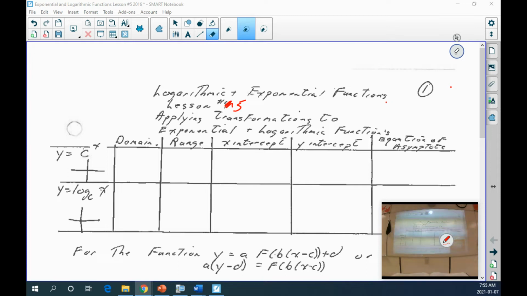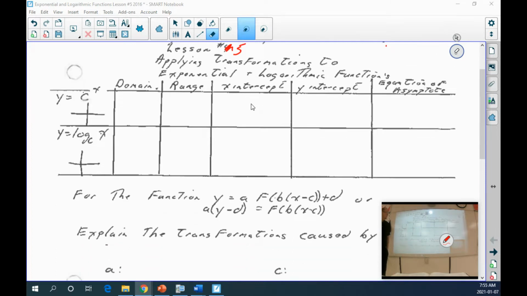Morning. Today we're going to apply transformations to the two new graphs that we've talked about this unit, the exponential graph and the logarithmic graph. To do that, we need to remember the basic properties of the graph.